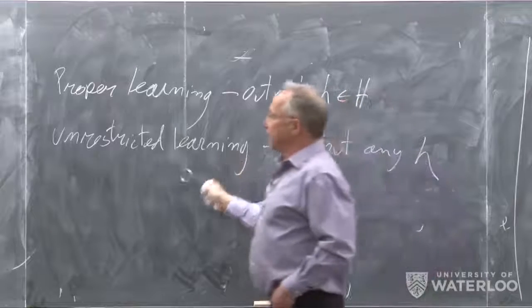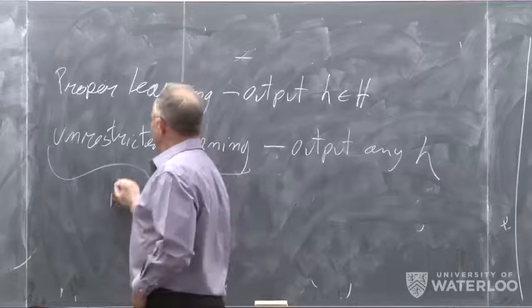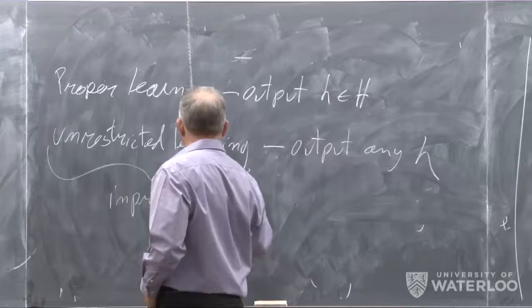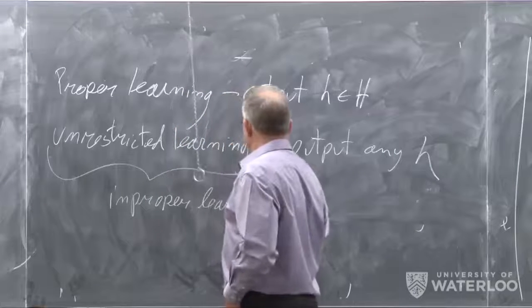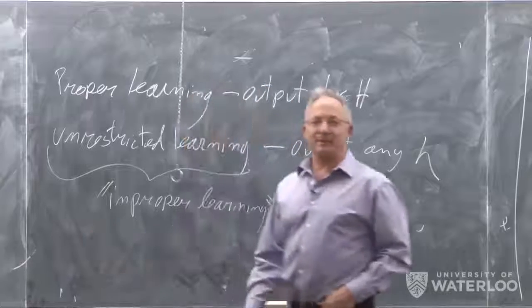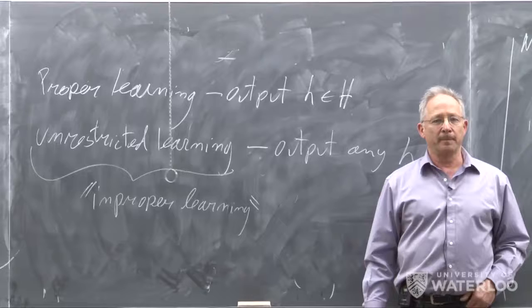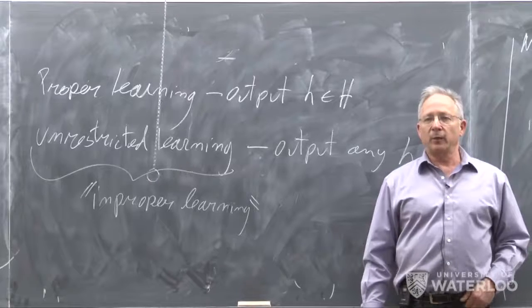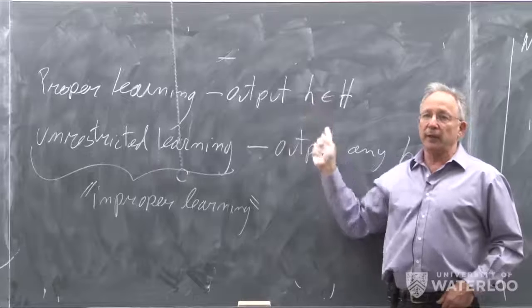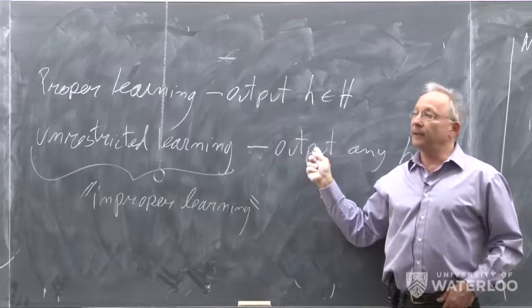Just one comment. The other Shai, my co-author for the book, likes to call it improper learning. I don't like this name so much because there's nothing improper about it. But that's his favorite term, and in the book it sometimes appears as improper learning. So here is the distinction between having to output someone in H, and allowing you to output anything you want. It can save computation time.